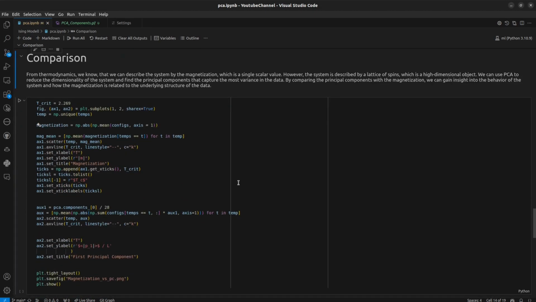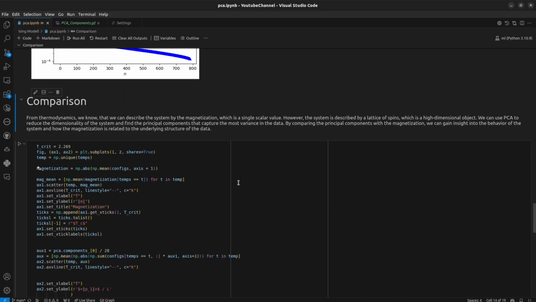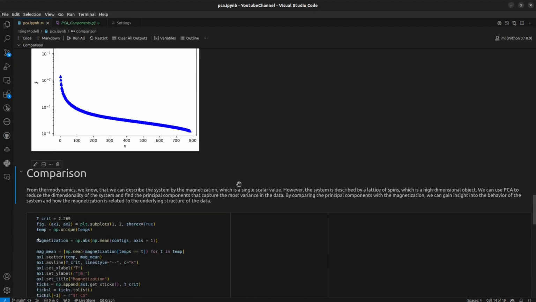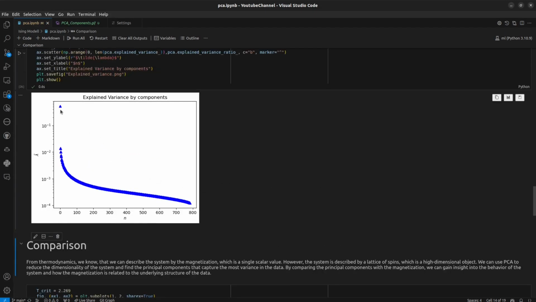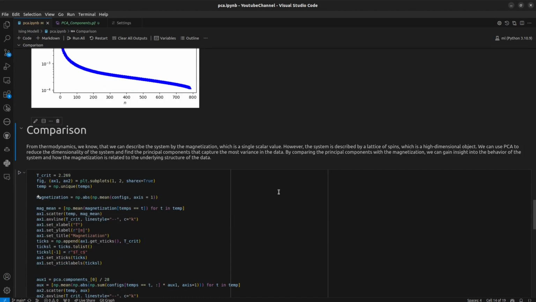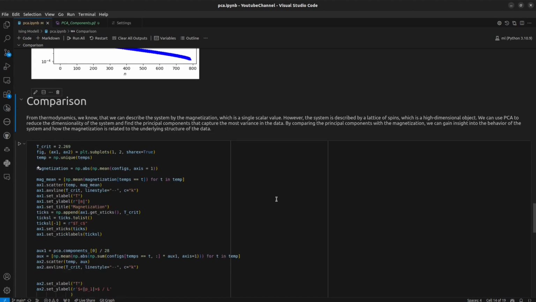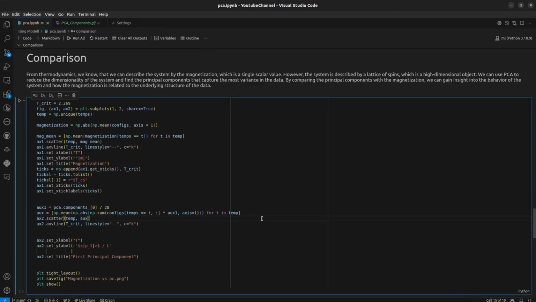So now let's actually have a look at the difference between the principal component that we found without giving it any physical intuition and the order parameter that we actually know from statistical physics that it describes the system best. And let's look at the deviations.